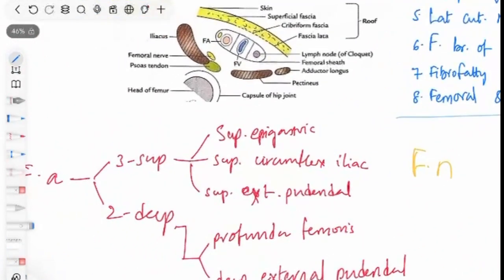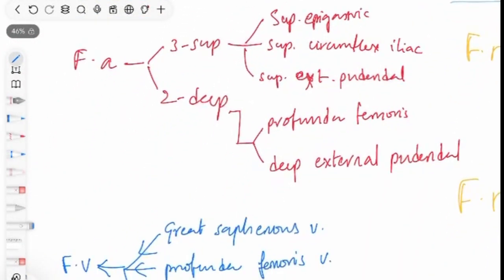Now we are going to talk a little about the branches of the femoral artery, femoral vein and femoral nerve. The femoral artery gives rise to 3 superficial branches and 2 deep branches. The 3 superficial branches are superficial epigastric, superficial circumflex iliac, and superficial external pudendal. The 2 deep branches are profunda femoris and deep external pudendal.